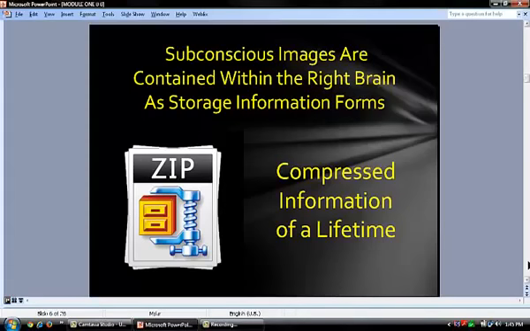It's such a vast amount of information that to store it, it gets compressed. Much like a computer will compress a file into a zip file to contain the same amount of information with less storage space, so too our history gets compressed into storage information forms that we call metaphors. And these metaphors or metaphorical constructs contain the history of a lifetime. An example is a history of abuse that gets compressed into a storage information form of a volcano.